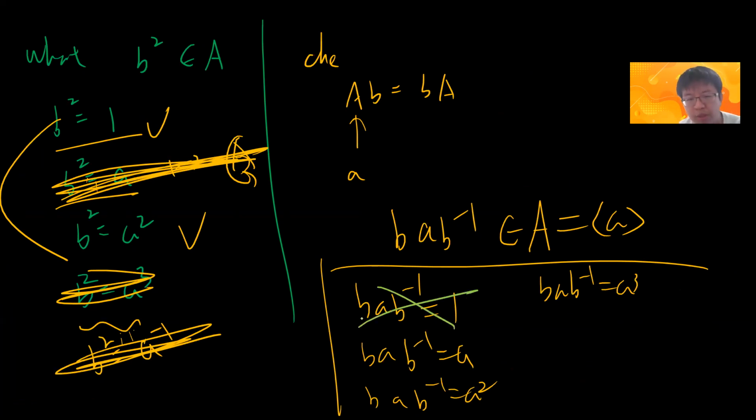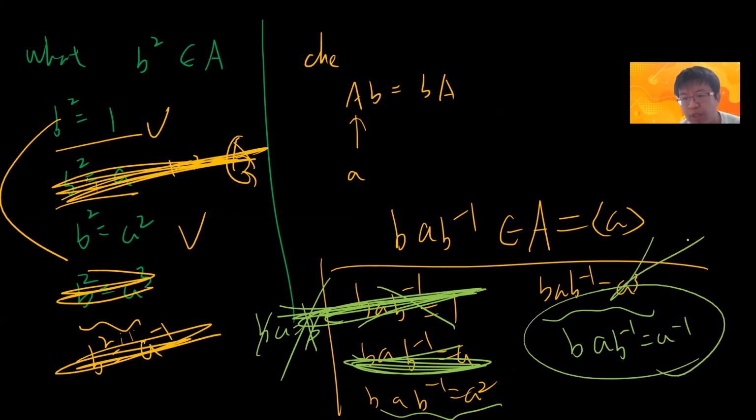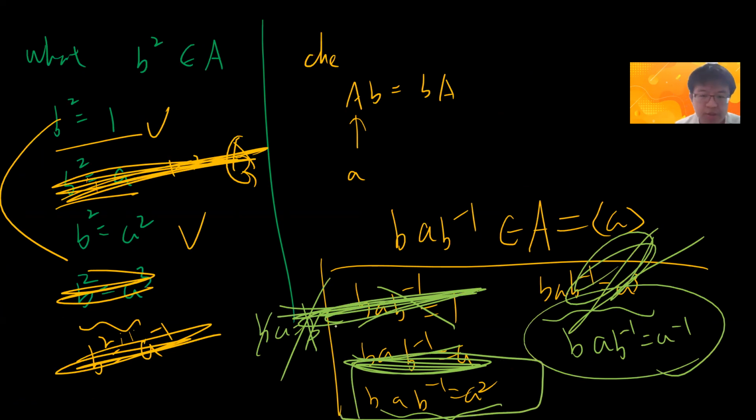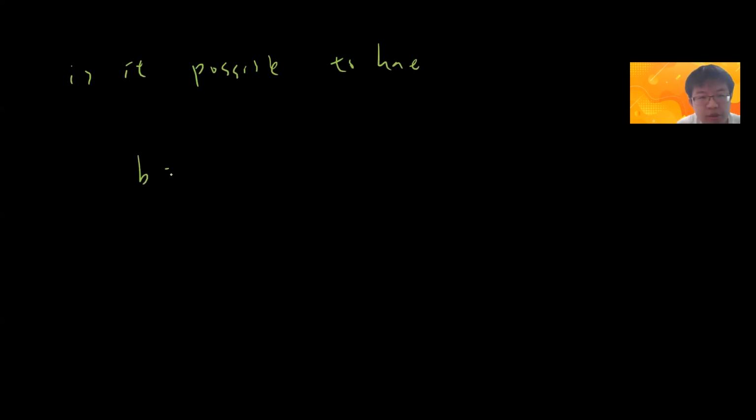This is not possible, right? Otherwise, BAB inverse would be 1, then A is identity, which does not make sense. This one will make the group abelian. So there are 2 cases, right? By the way, this BAB inverse is just A inverse, right? So this is what we have. Okay, so is it possible to have BAB inverse is A squared?